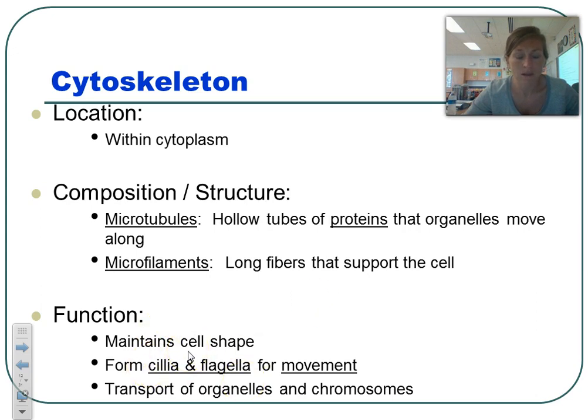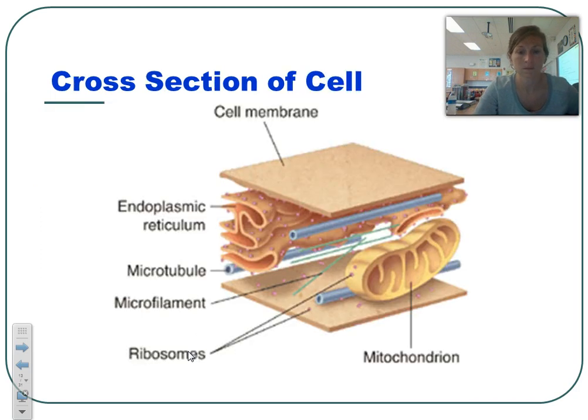So their job is to maintain cell shape, form cilia and flagella, which are tiny little tentacle type objects for movement, and then transport organelles and chromosomes. And in this picture here, you can see a cross-section of a cell, and here are the microtubules, and the microfilaments are a little bit finer.